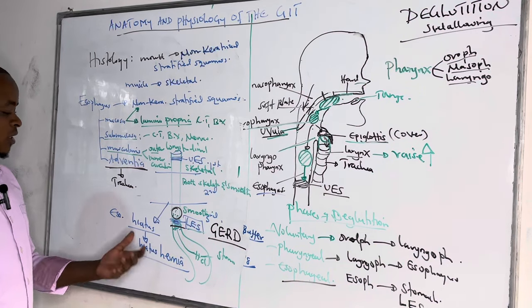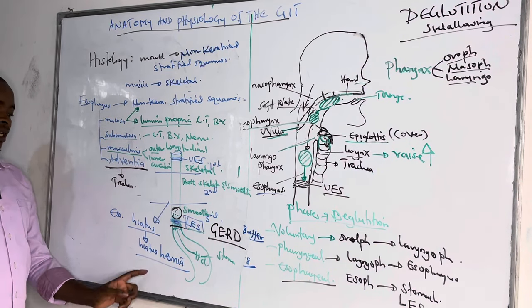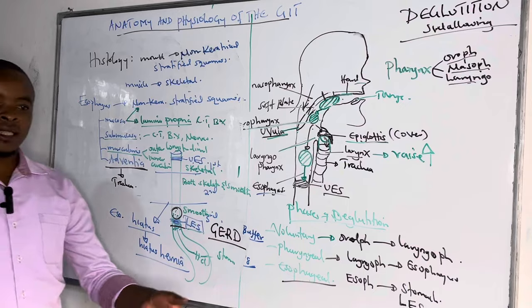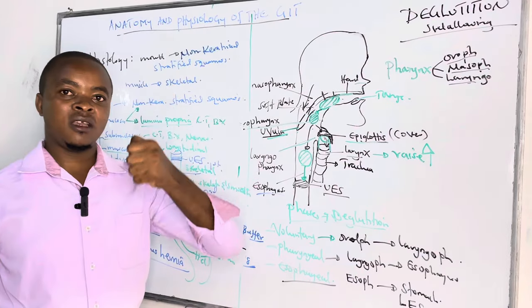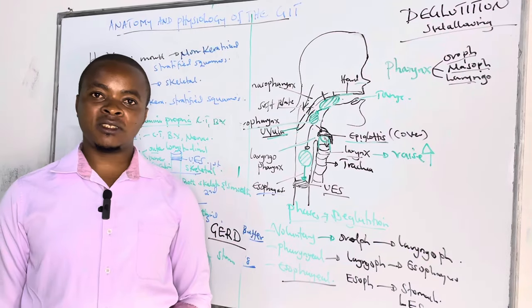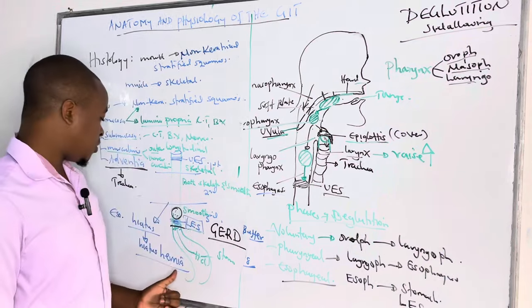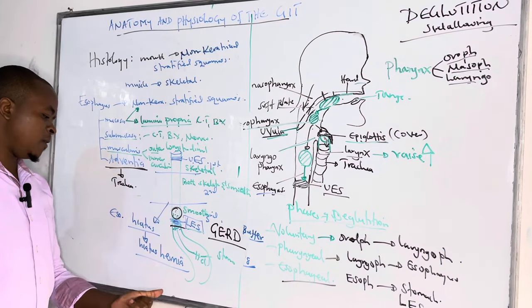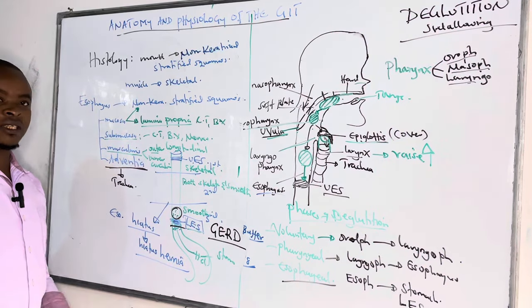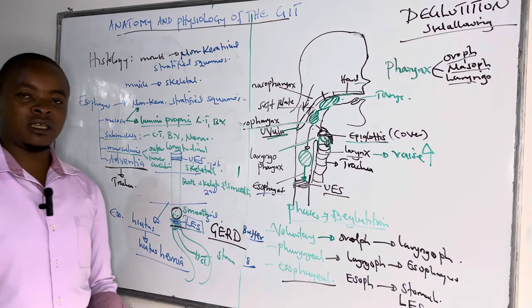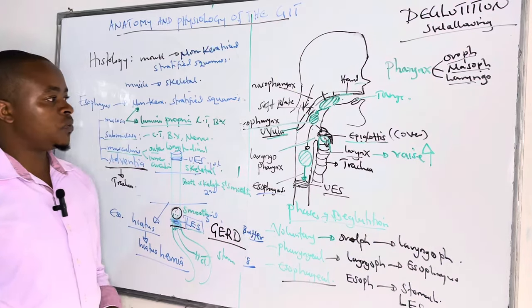We have also seen another condition known as hiatus hernia, whereby the stomach moves via the esophageal hiatus space, leading to what we call hiatus hernia, and this hernia might require surgery to bring the stomach back to its position.